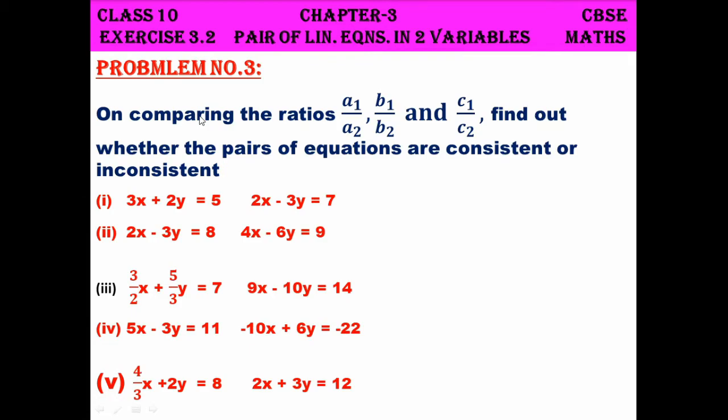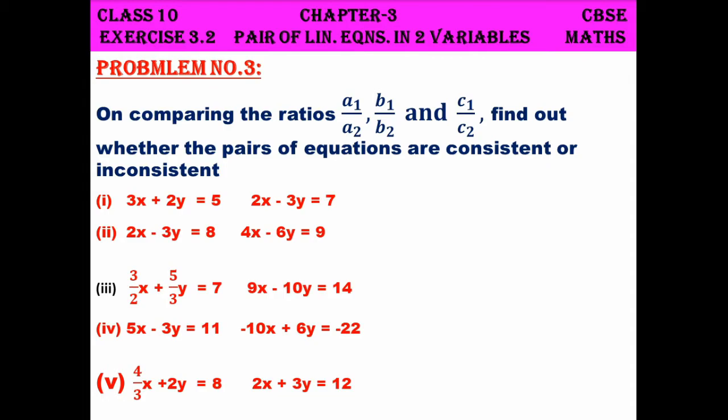Okay, class 10 maths exercise 3.2 problem number 3. On comparing the ratios A1 by A2, B1 by B2 and C1 by C2, find out whether the pairs of equations are consistent or inconsistent. See, problem number 2 and problem number 3 are the same. We are going to proceed with the same steps as problem number 2, but the only difference is the conclusion. In problem number 2, we concluded about the nature of straight lines representing the equations. But in this problem, we are going to conclude about the consistency of the equations. That's the only difference. Other than that, all these steps are going to be the same.